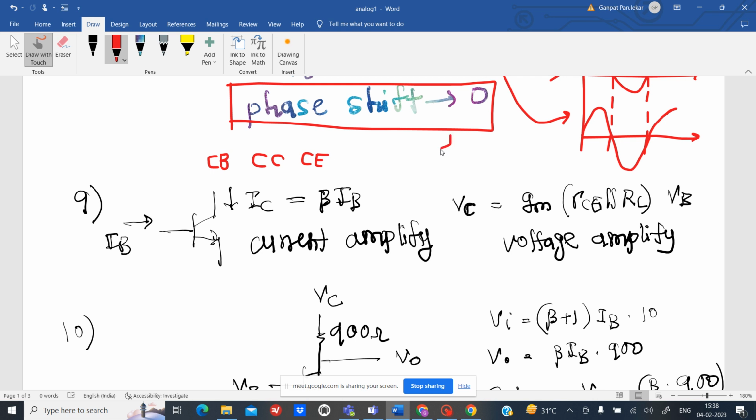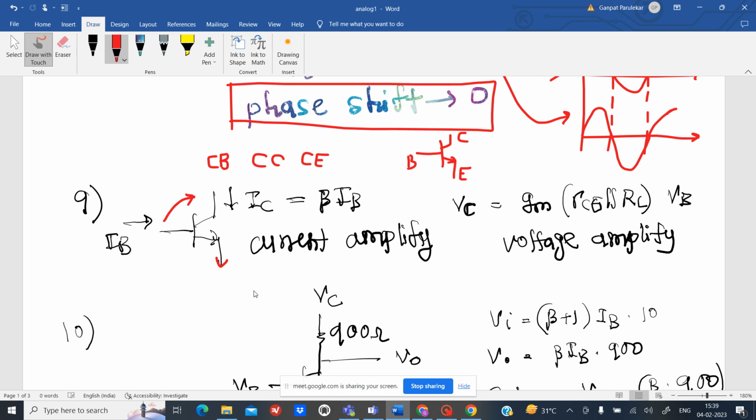Now I will draw the symbol of BJT first. Here I have a collector, here I have a base, and this is emitter. So when I'm using common base configuration, base will be having some DC voltage, and there will be transmission of signal from emitter to collector. When we have a common collector, we apply DC voltage to the collector, and there will be transmission of signal from base to emitter. And when we have a common emitter configuration, the emitter will be connected to the ground, and there will be transmission of signal from base to collector.